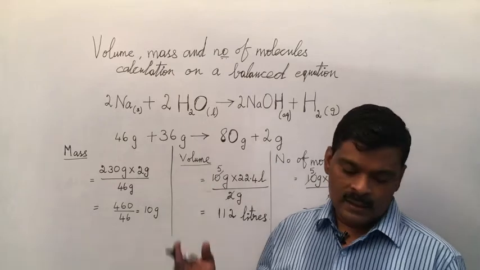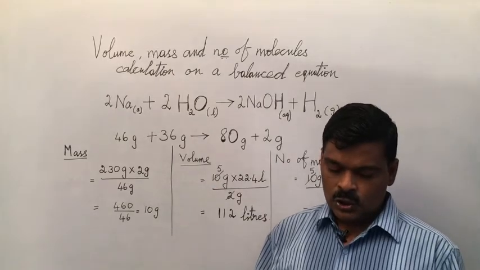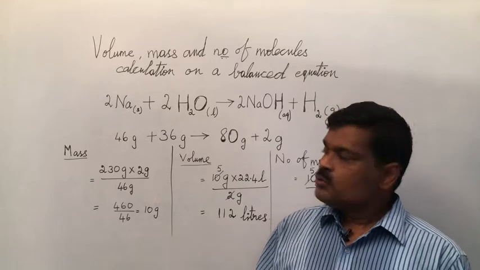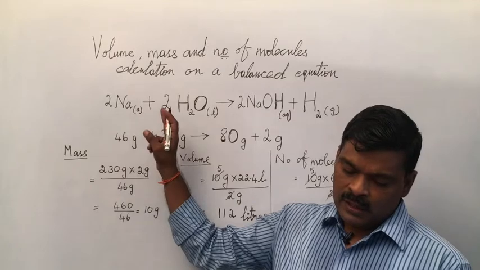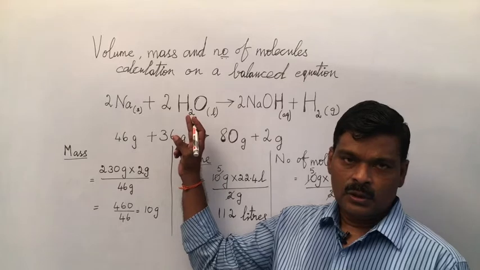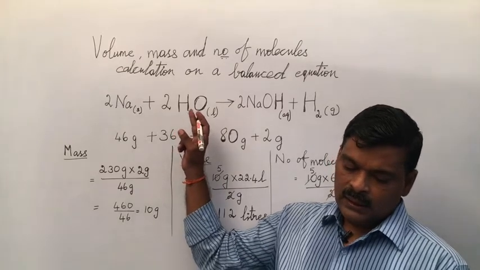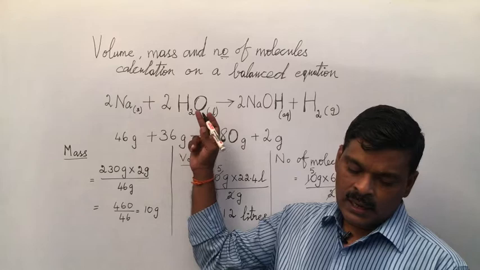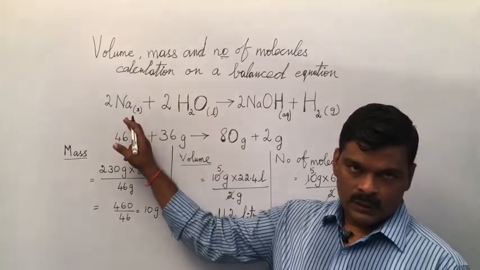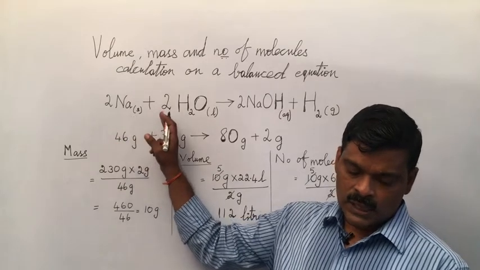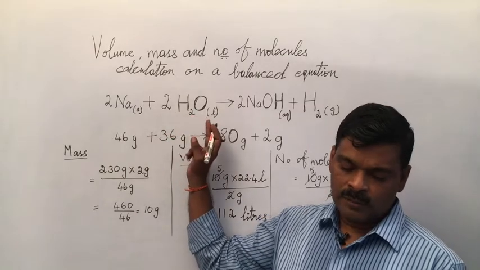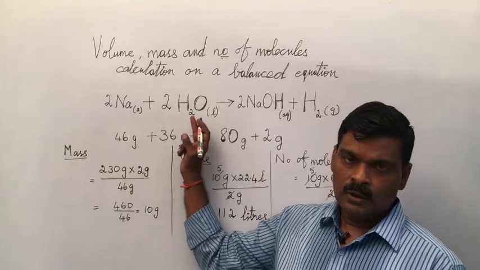What data they have already given in that question is 230 grams of sodium reacting with excess water, that is, the quantity of water is high, and at STP condition the atomic mass of sodium is 23 unified mass, oxygen 16 unified mass and hydrogen 1 unified mass. These are the atomic masses of those elements.